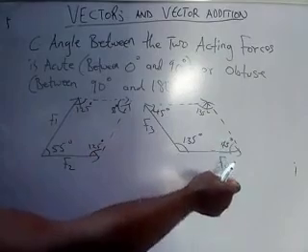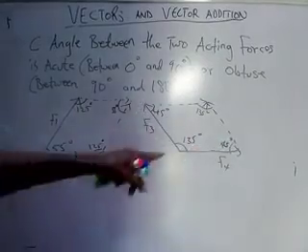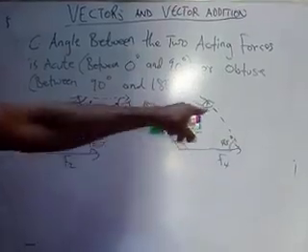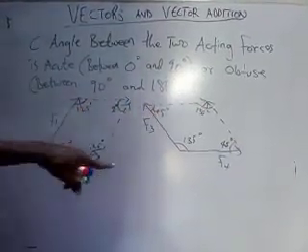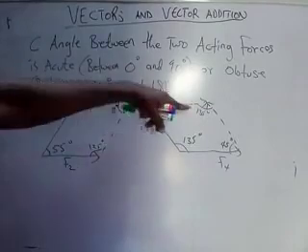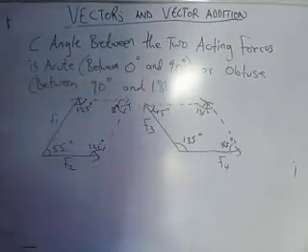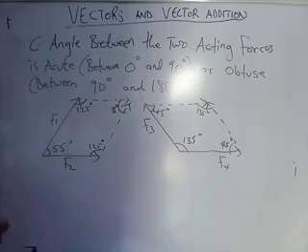135 plus 45 degrees will give you what? 180. So you have 180 here, 180 here, 180 here, 180 here. 180 plus 180 is 360. Hope you are with me. Just pay attention in my class, you will surely get it. We move together.